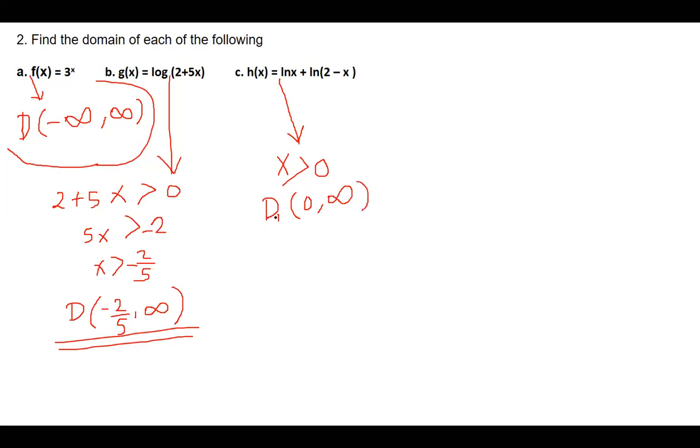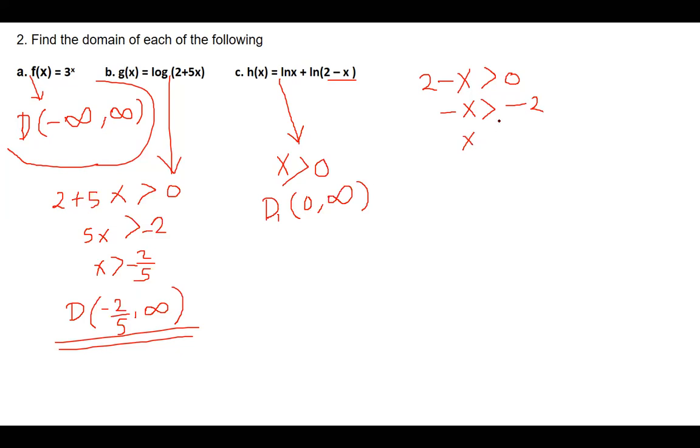So I also need to find the d2, meaning I'm going to use now this part. So I'm going to say this 2 minus x is supposed to be greater than 0. So meaning when I take this 2 to the other side of the equal sign, I'm going to have negative x greater than negative 2. So when I divide both sides by negative, I'm going to have x.